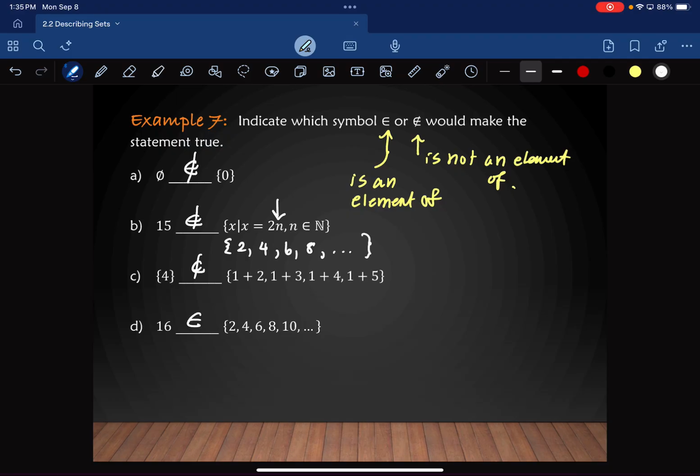Okay, so you can fail to be an element for two reasons. Number one, you fail to be an element at all. And number two, you fail to be an element that's in the collection of things that are over there, right? Two things to check.